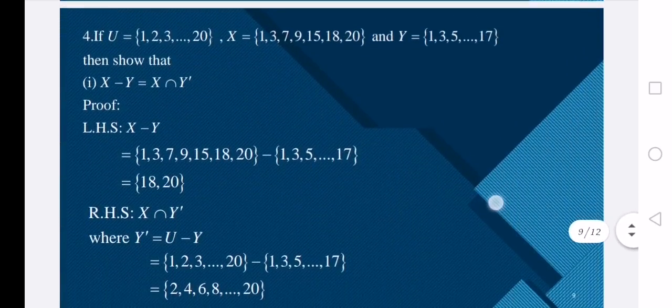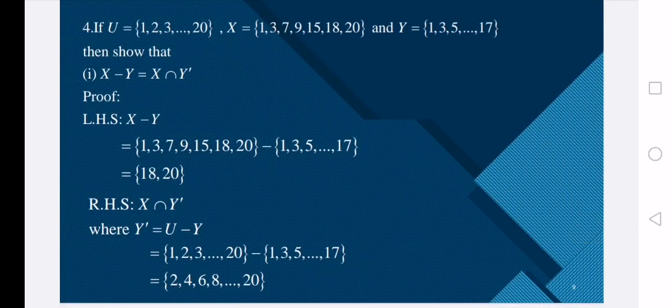Now we are going to prove the identity, that is X minus Y is equal to X intersection Y complement. For this, first we will solve the left hand side, that is X minus Y. The sets given to us are U is equal to {1, 2, 3 up to 20}, X is equal to {1, 3, 7, 9, 15, 18 and 20}, and Y is equal to {1, 3, 5 up to 17}.